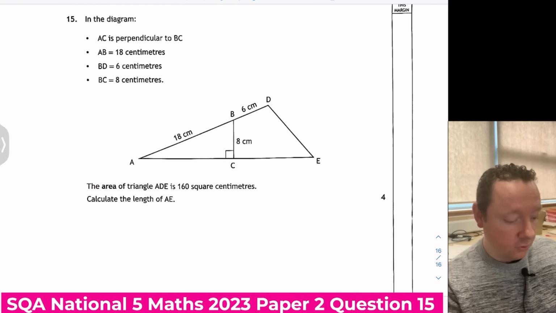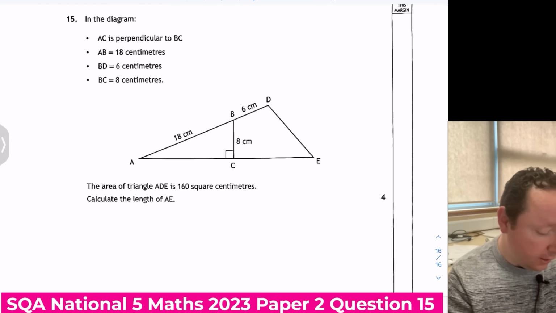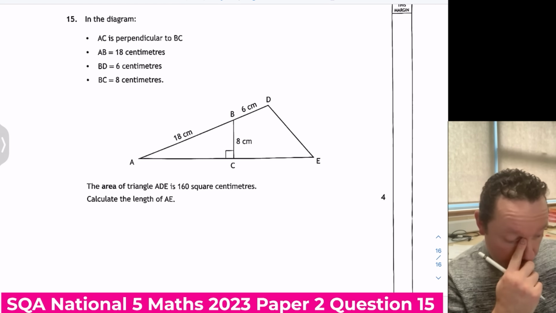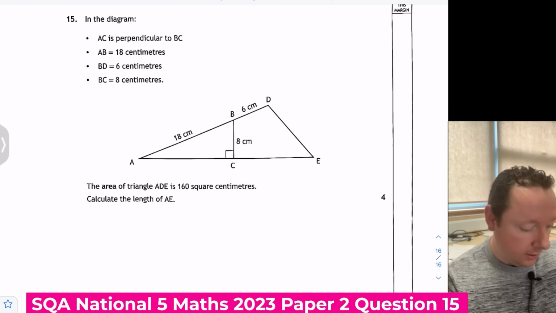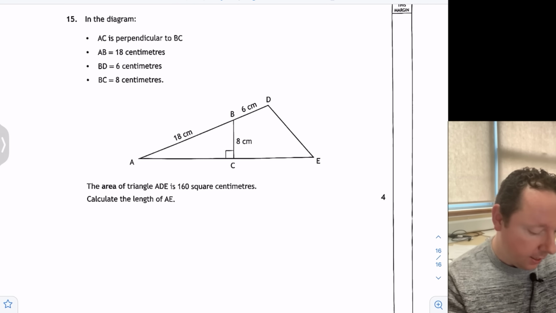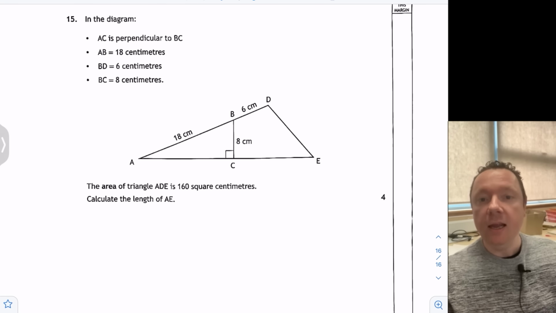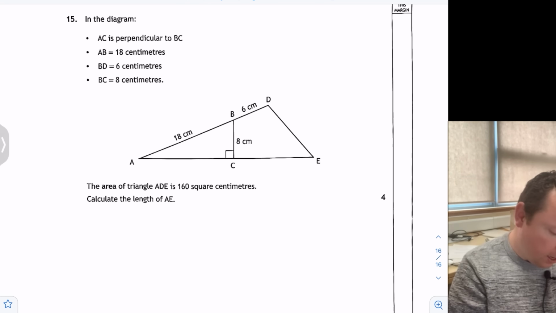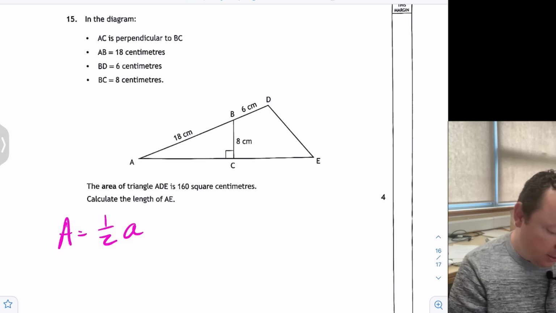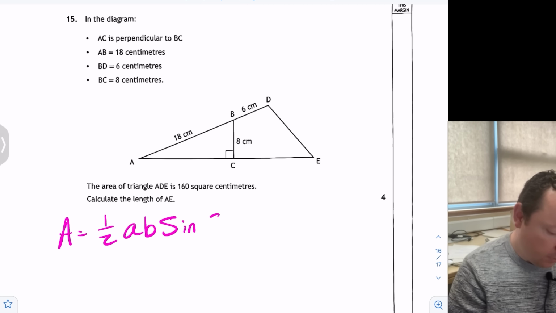SQA National 5 Maths 2023 Paper 2 Question 15. AC is perpendicular to BC, AB is 18, BD is 6, BC is 8. The area of the triangle is 160. Calculate the length of AE. Area of a triangle. Right, let's start with that then. Area of a triangle is a half ab sine C. And by a and b we mean the two lines over the angle.